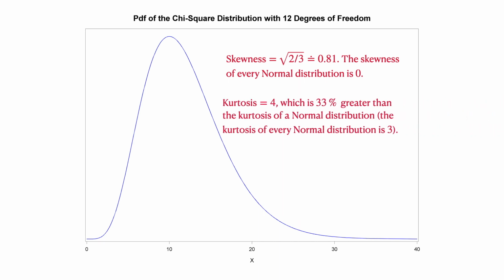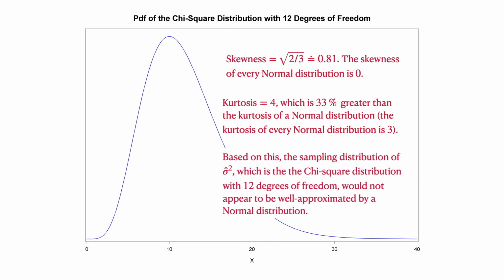In addition, the kurtosis of this chi-square distribution is 4, which is 33% greater than the kurtosis of a normal distribution. And just as an aside, the kurtosis of every normal distribution is 3. And so based on these results, the sampling distribution of sigma hat squared, which is the chi-square distribution with 12 degrees of freedom, would not appear to be well approximated by a symmetric distribution like the normal distribution.